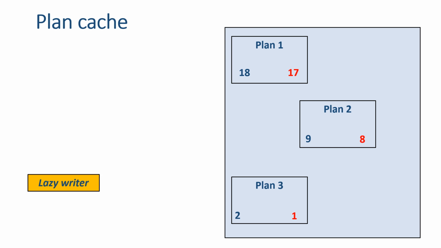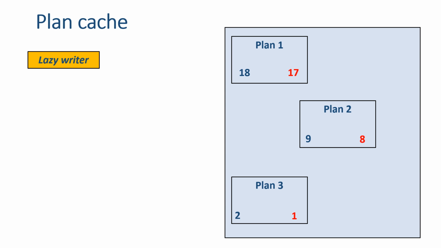In the very next minute, the lazy writer will kick in again to see if there are any least recently used execution plans. In our example, none of them are used again. So it will decrement the plan 1 complexity countdown value from 17 to 16, for plan 2 from 8 to 7, and for plan 3 from 1 to 0. Did you observe that the plan 3 complexity countdown value has changed to 0? That means SQL Server should discard that plan out of the cache, right? But that is not what is going to happen.